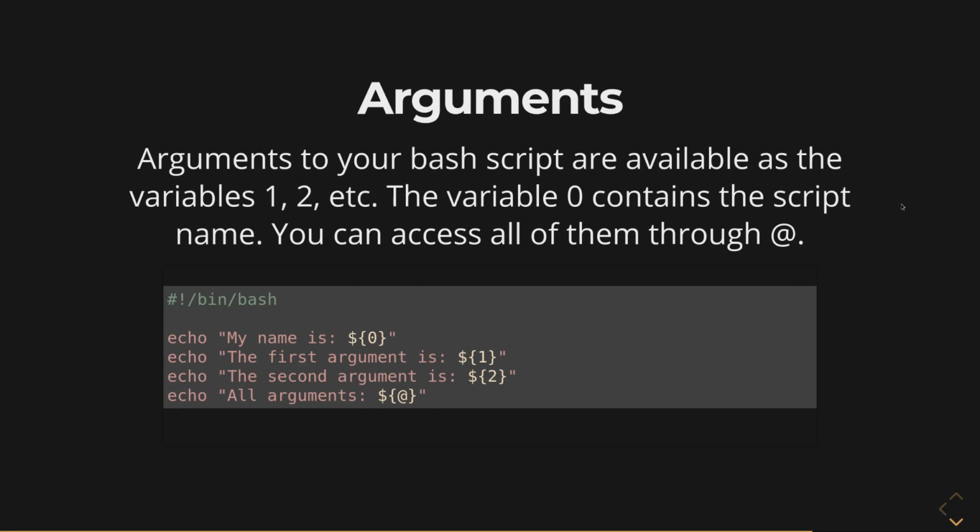Now you can refer to arguments inside your bash script, and they're referred to by number. However, the first number available, 0, is already taken. Variable 0 actually contains the name of the script itself, as in the file name. The command line parameters, the arguments, will be available from number 1 and up. So let's have a look at how that works.